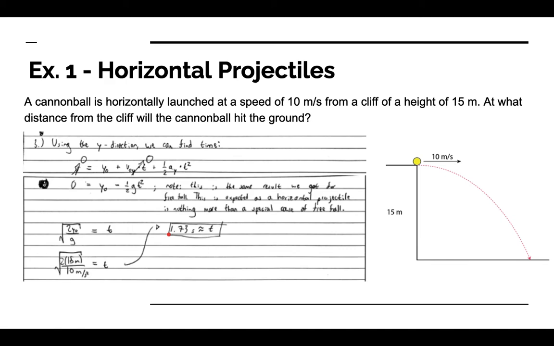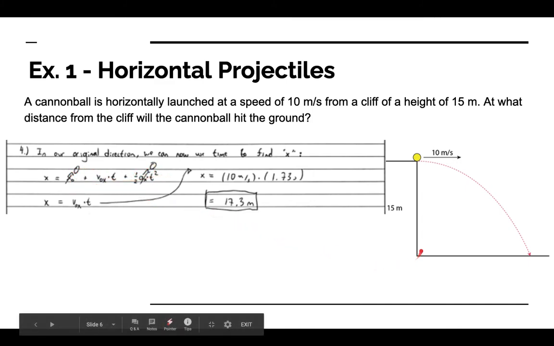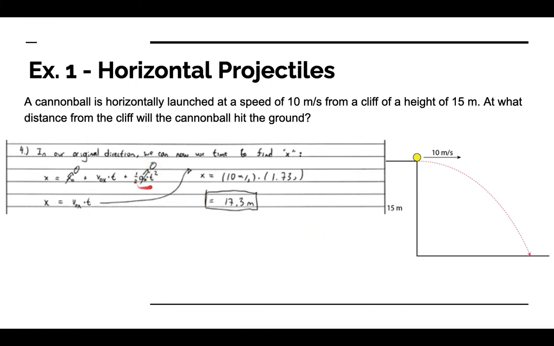Now that we've found our time, we can go back finally to the x direction and find out how far our object has gone in the x direction. So in the x direction, we can now use time to find x. x equals x naught plus v naught x times t plus 1/2 a_x times t squared. We know our initial position is 0. Again, we measure from the edge of the cliff. And then we know that our horizontal acceleration is 0. As a result, we end up with x equals our initial horizontal velocity times time, or 10 meters per second times 1.73 seconds, which tells us that our object travels 17.3 meters.